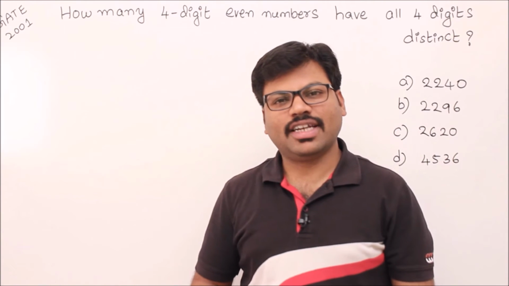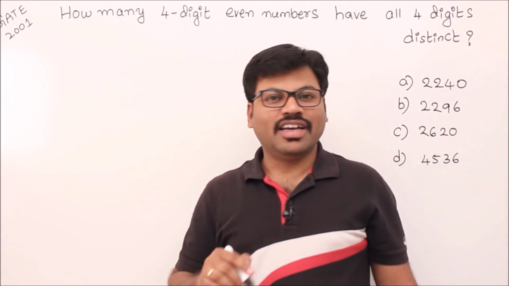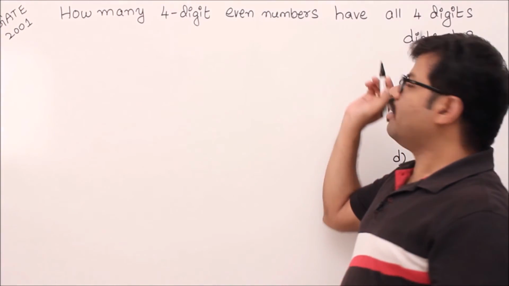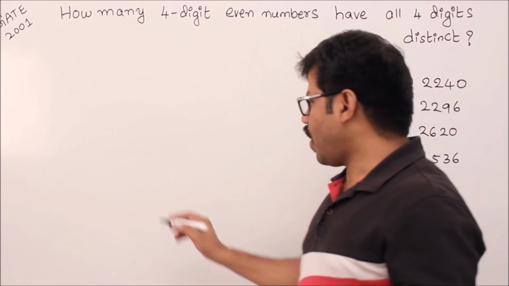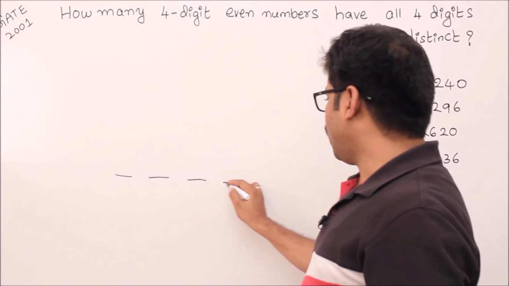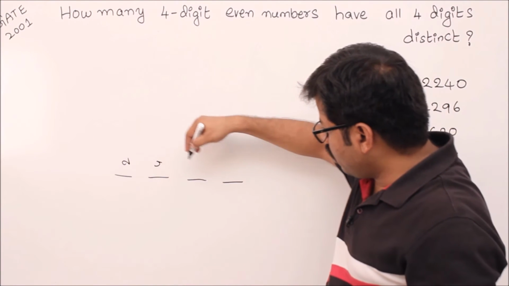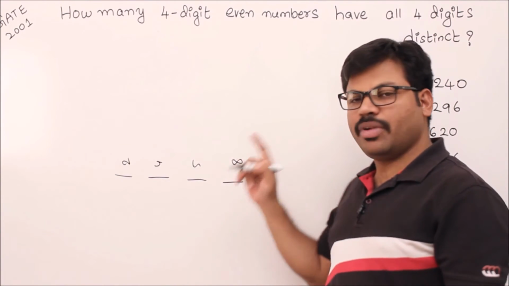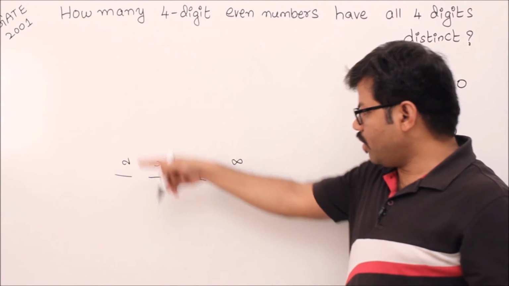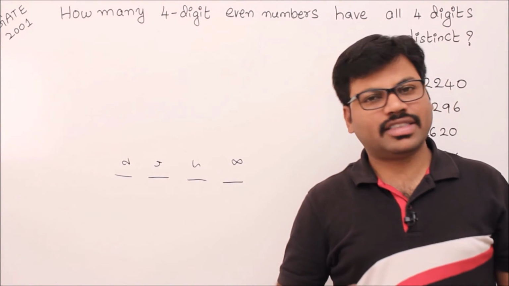Let's see one more GATE question related to combinatorics. GATE 2001: How many 4-digit even numbers have all 4 digits distinct? That is the question. So you have 4 digits and all should be distinct. For example, maybe 2, 4, 5, 8. Now see, this position should be an even digit, then only the overall number will be an even number. We know that, right? So how many ways can you do that is the question.